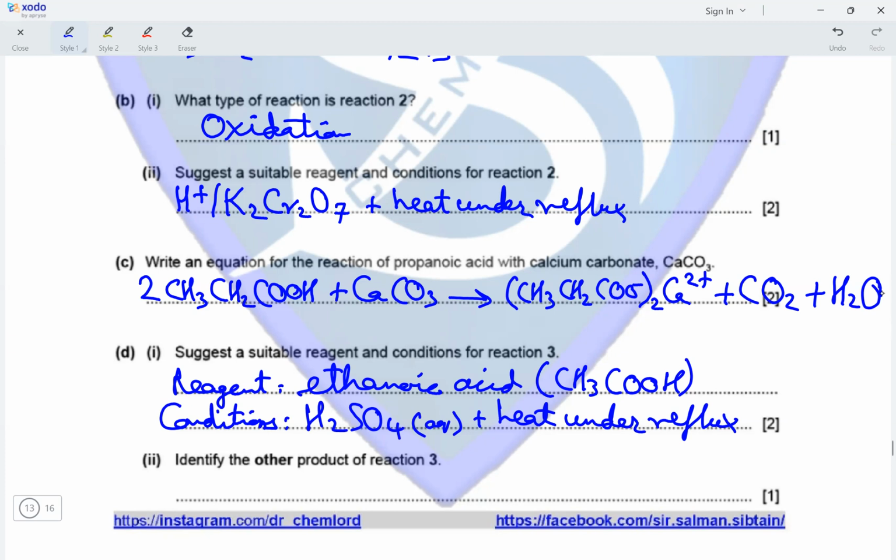Identify the other product of reaction 3. So we have an ester being formed and we have water. H2O would be formed along with the ester.